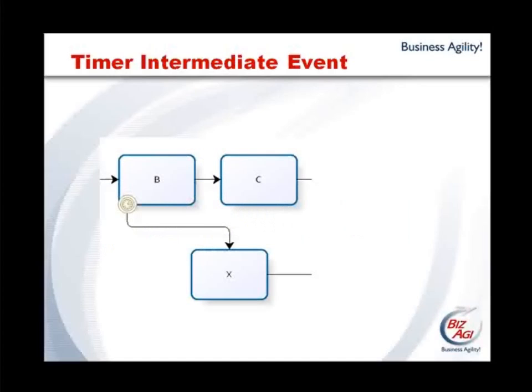When the timer intermediate event is attached to the boundary of an activity, it indicates an activity timeout pattern. When the token arrives at the activity, the timer starts, and one of two things will happen. If the activity has finished before the timeout, a specific duration or specific date or time, then the token follows the normal flow. If the activity has not completed within a specific duration or specific date or time, then the activity is aborted and it takes the exception flow.